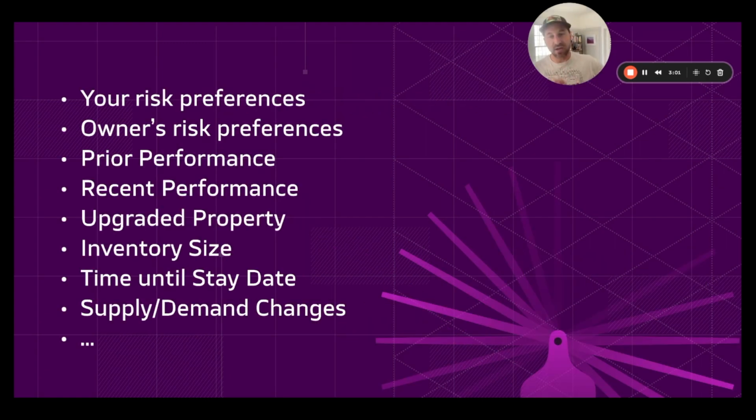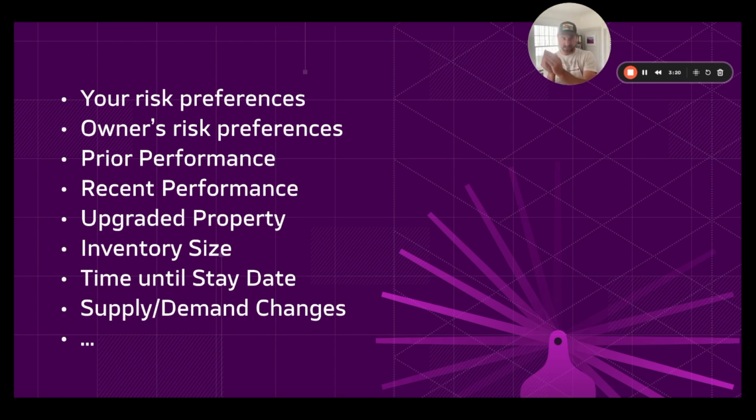So a ton can play into the right weighting. It might be your risk preferences. Do you want to try to book early or late? It might be the owner's risk preferences. You might want to heavily weight prior performance, or again, if you upgraded the property recently, you might want to really value recent performance. The inventory size matters, right?